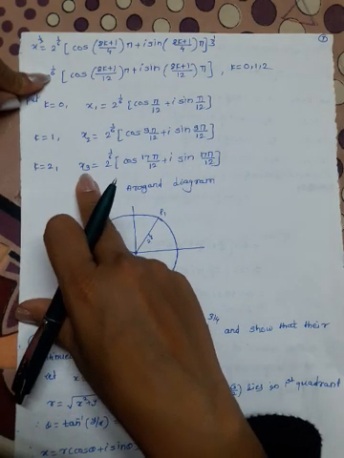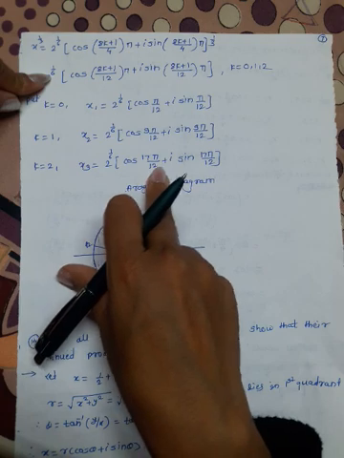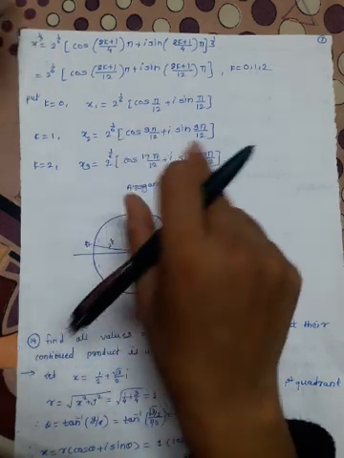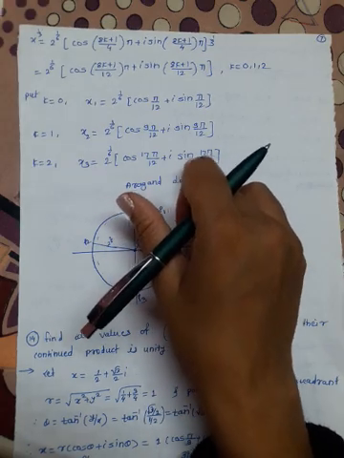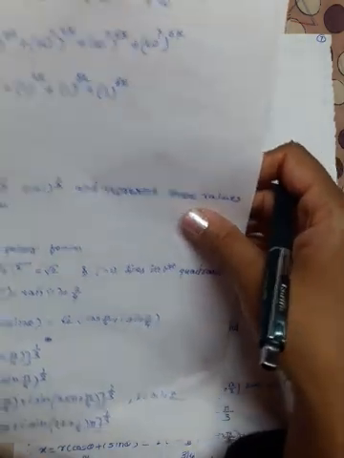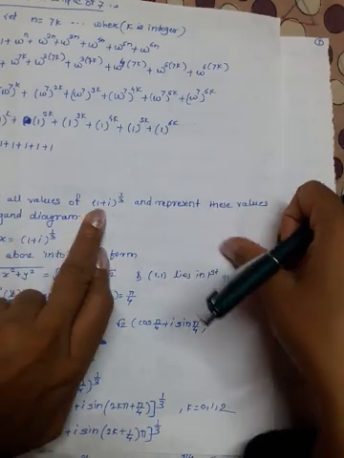Put k is equal to 2. We get x3 as cos 17 pi by 12 plus i sine 17 pi by 12. Now these are all the values of this number.